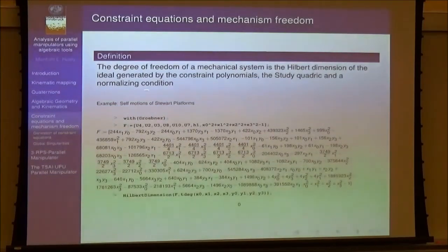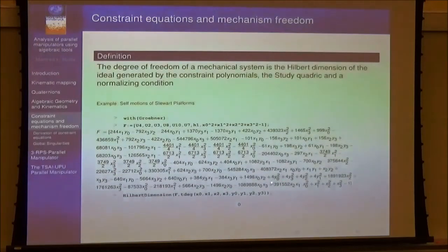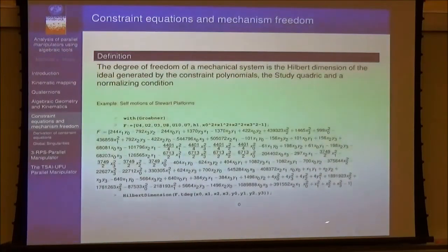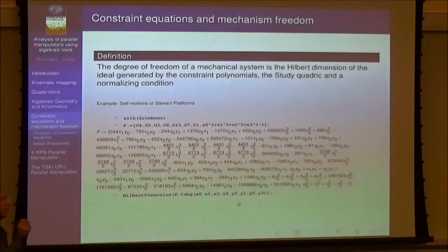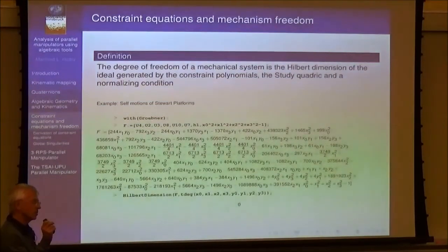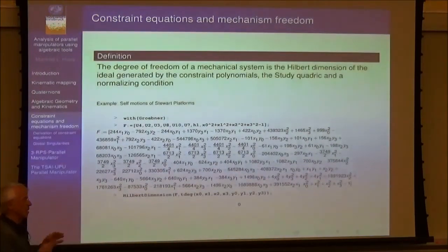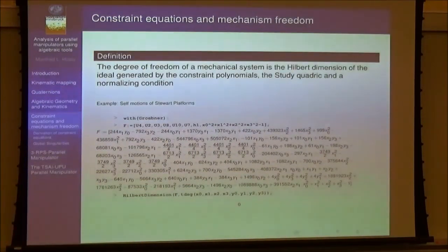Self-motions of Stewart-Gough platforms. These are the constraint equations I had before. I'm asking for the Hilbert dimension, and of course, let's hope the mirror is stiff. So the Hilbert dimension is 0. It tells us we have a finite set of solutions. Points in the algebraic sense have 0 dimension. A curve has 1 dimension. I'll show you another example.